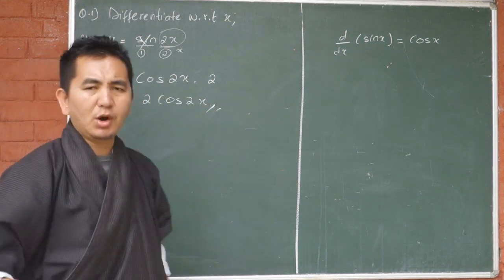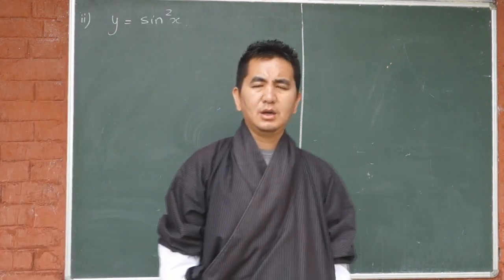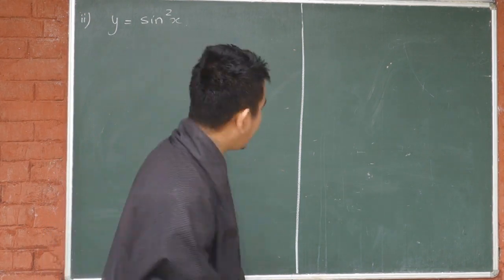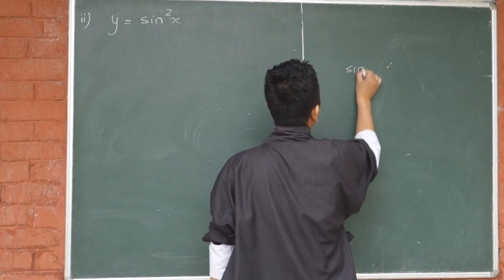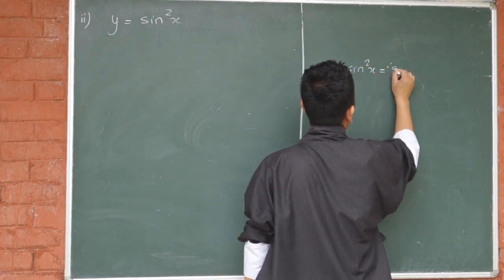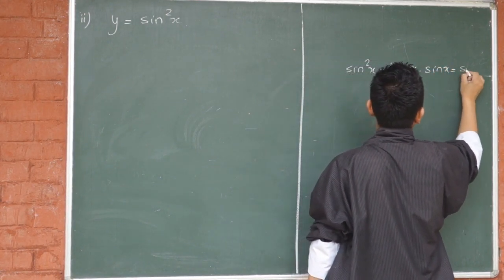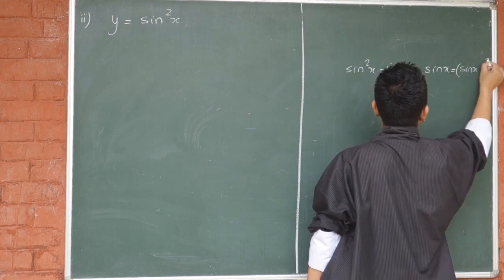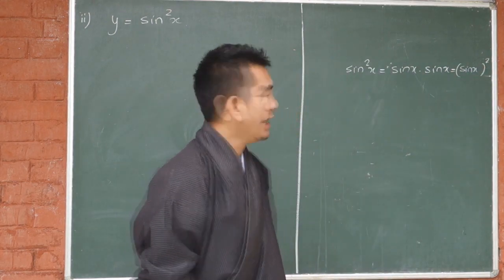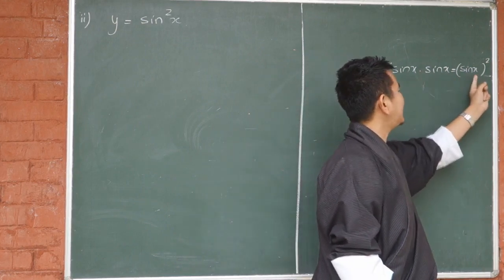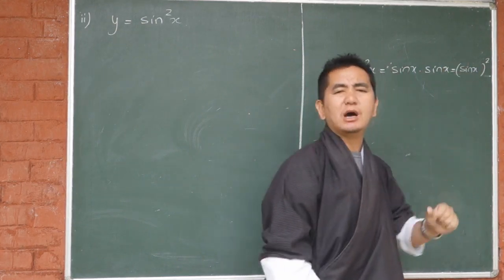Okay, so we'll go with Roman number 2. We have y equal to sine square x. Now see, sine square x means the same as sine x times sine x, which can also be written as sine x whole square, meaning the same, isn't it? So sine x times sine x becomes sine square x, or you can write sine x whole square, which means this 2 is a power.